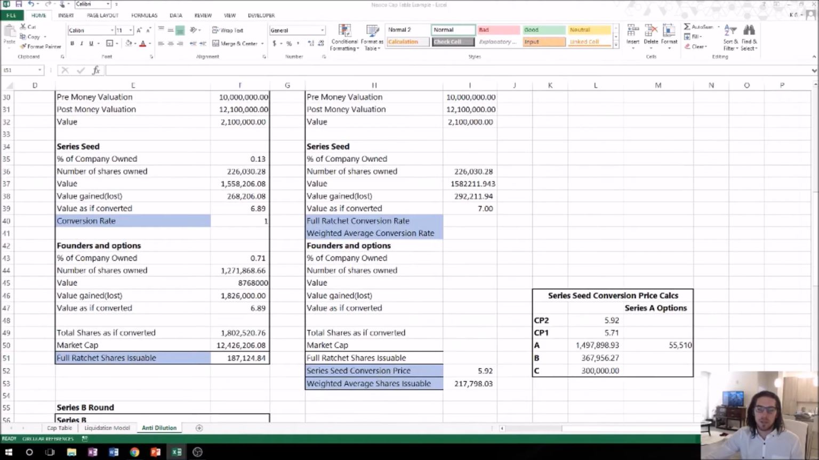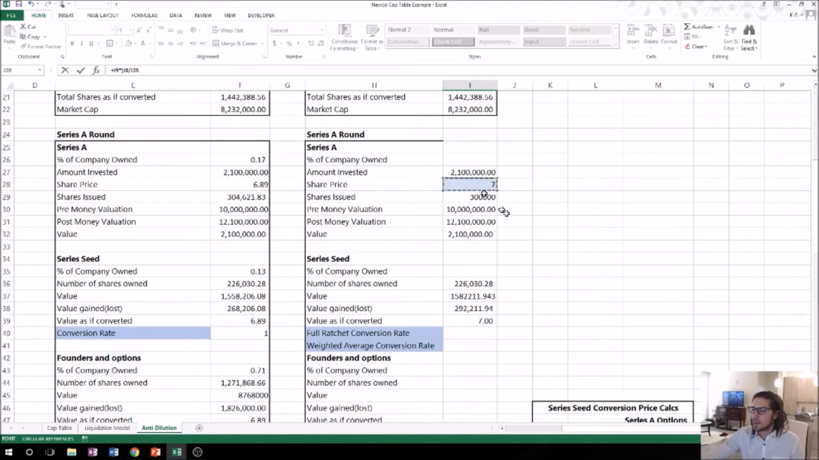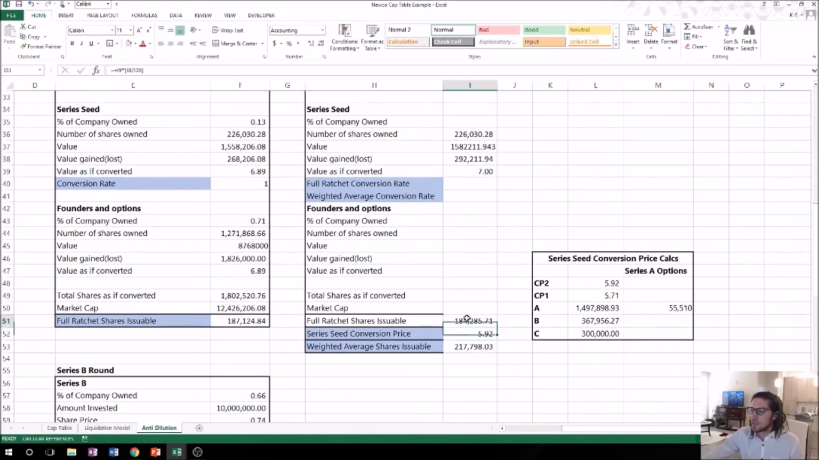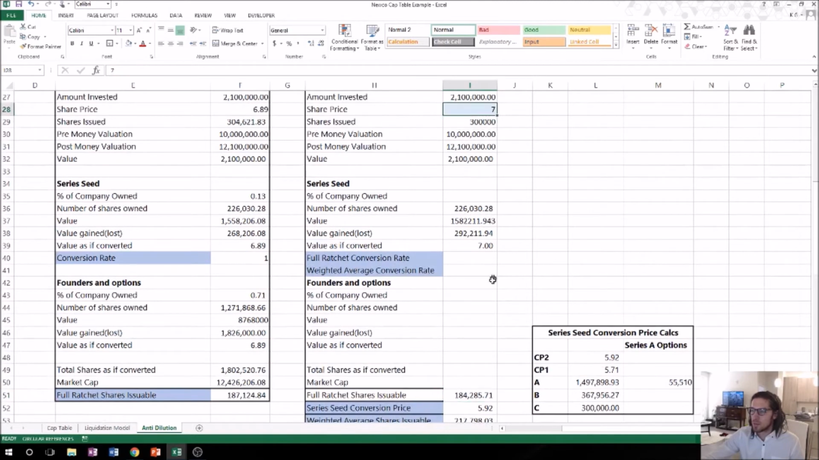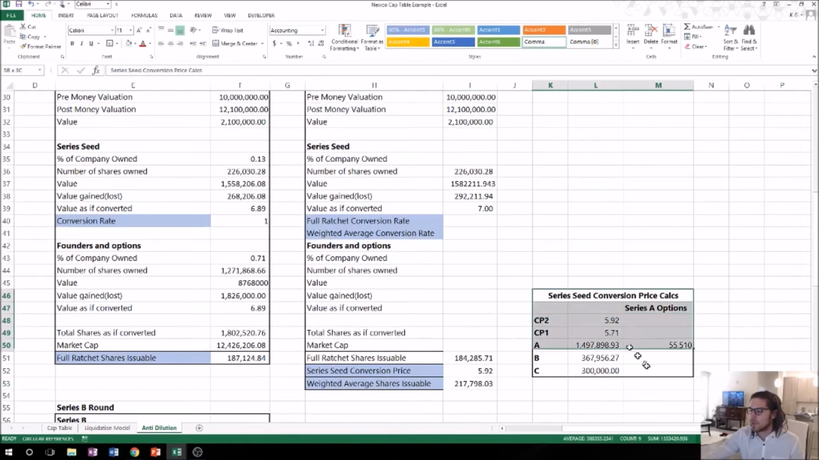Next, we'll do full ratchet shares issuable, and we'll calculate that. So the full ratchet shares issuable is the shares issued times the share price divided by the new share price. So you can see the difference is that the full ratchet shares issuable uses the new share price. The weighted average shares issuable uses the series seed conversion price that we calculated over here.